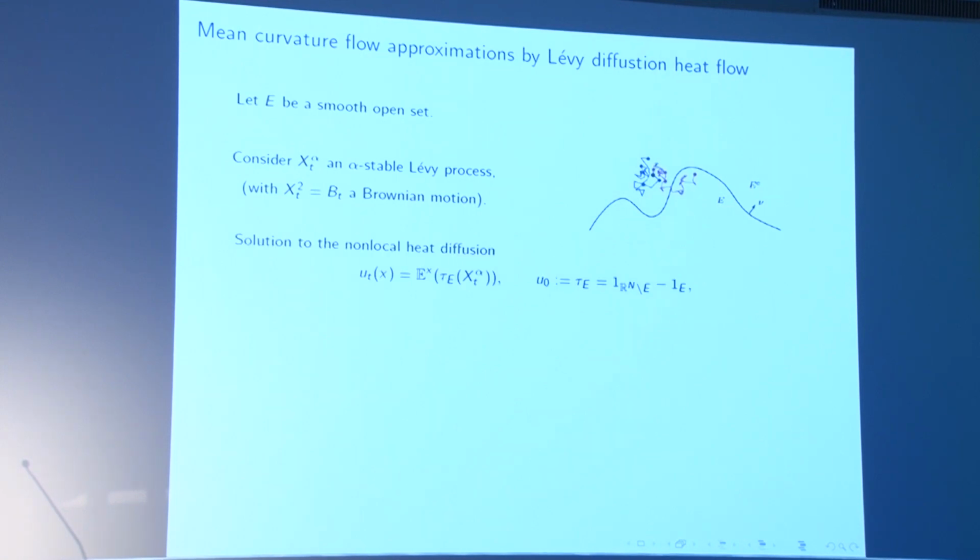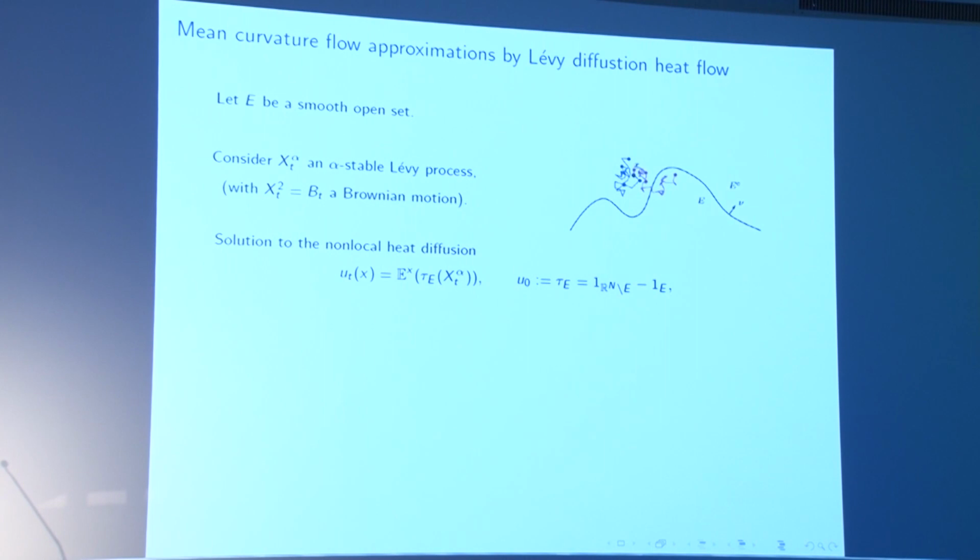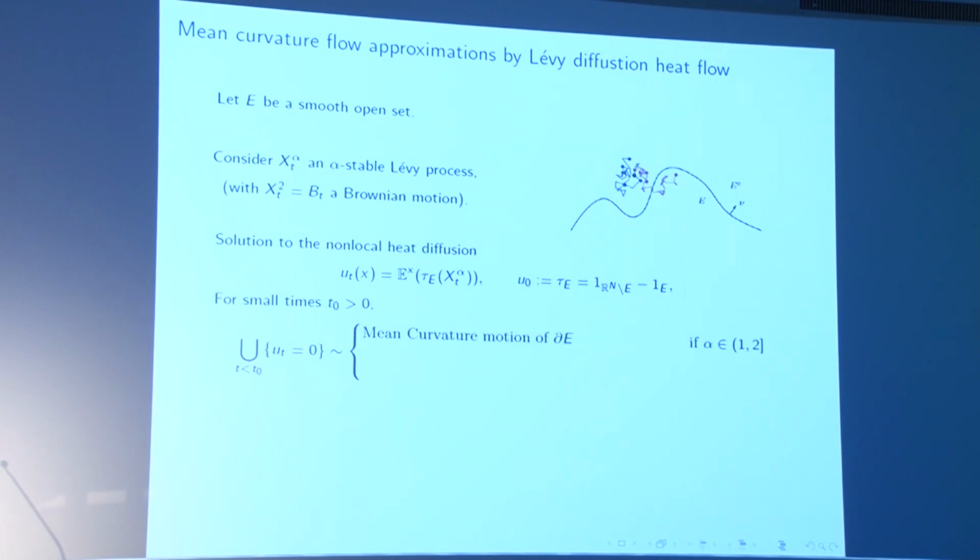Then in this case, I look at the solution to the heat equation, which starts at time t equals 0 with my indicator function. These are the paths of the alpha-stable process. For small time, you see that you approximate the non-local mean curvature motion of the surface.